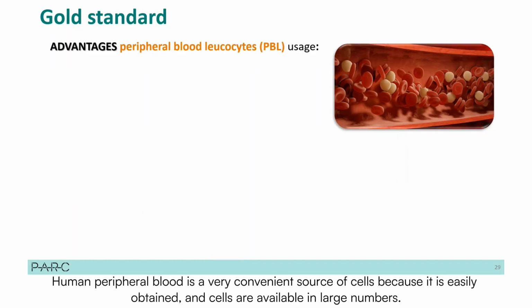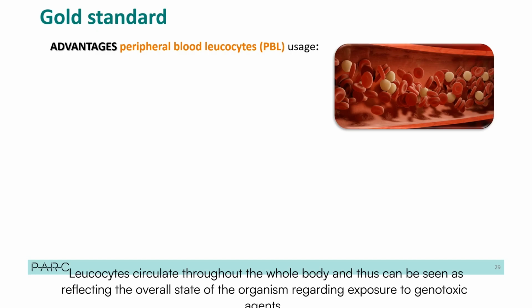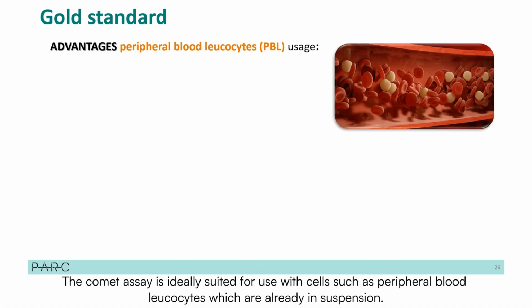Human peripheral blood is a very convenient source of cells because it is easily obtained, and cells are available in large numbers. Leukocytes circulate throughout the whole body, and thus can be seen as reflecting the overall state of the organism regarding exposure to genotoxic agents. The COMET assay is ideally suited for use with cells such as peripheral blood leukocytes, which are already in suspension.